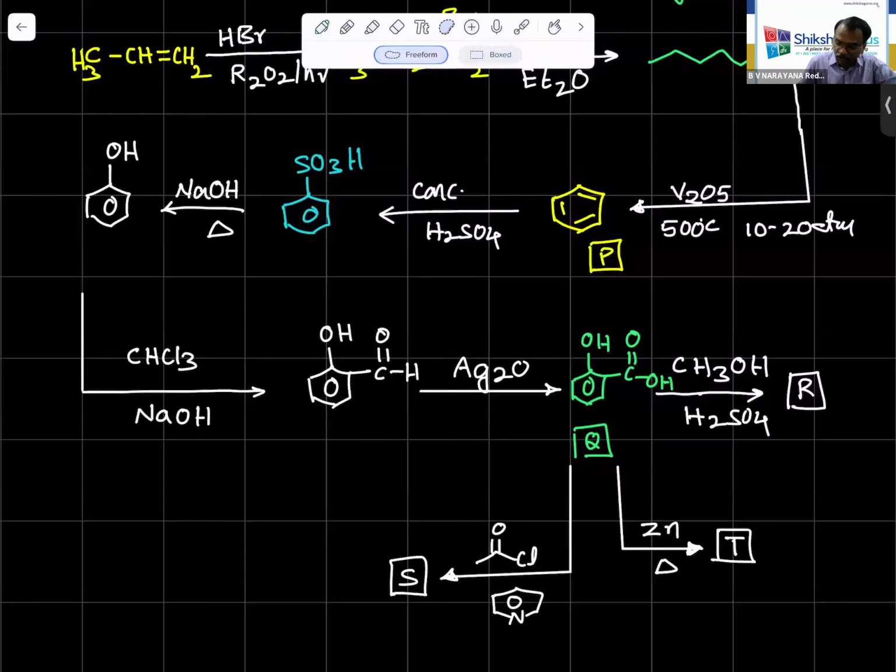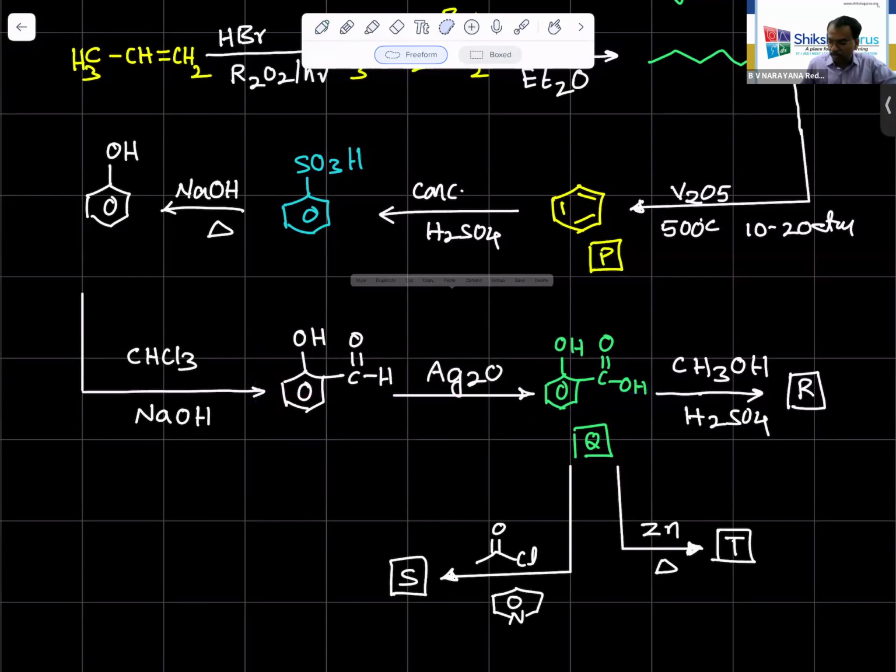Now this compound Q is treated with concentrated sulfuric acid and methyl alcohol. हाँ, हमें एक बात में 100% क्लैरिटी होना कंपलसरी.